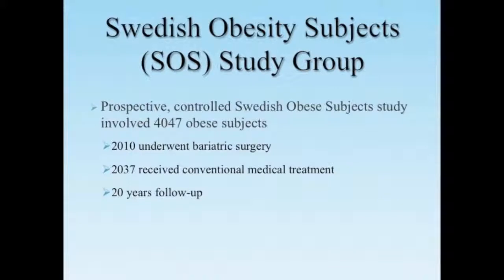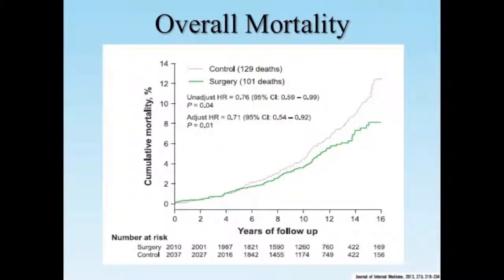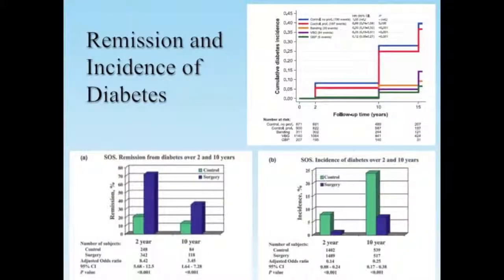The Swedish obesity study, SOS for short, followed about 4,000 patients, half of which underwent surgical therapy and the other half received conventional medical therapy. After 16 years of follow-up, it became quite clear that the mortality, which is the risk of dying, was much lower in the patient population which had undergone surgical therapy. It also showed that the rates of remission and incidence of diabetes, which in itself can have quite serious health sequelae, was also lower in the patient population which underwent surgical therapy.